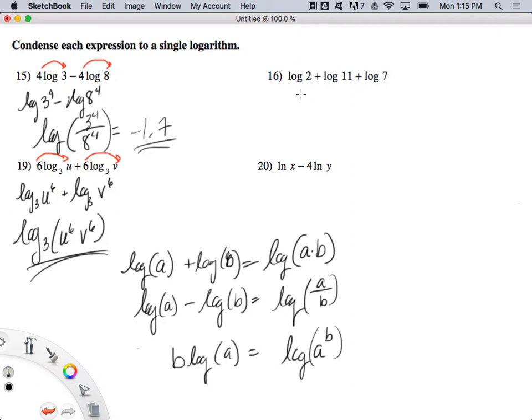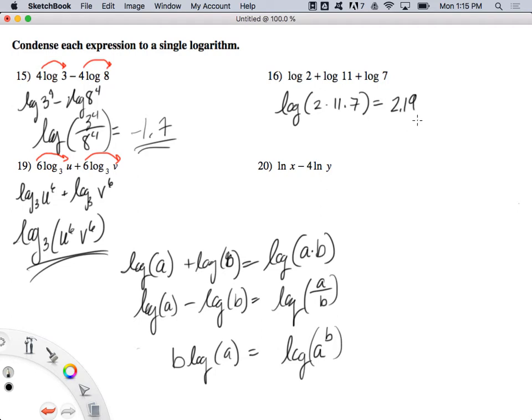Okay. Now look, this is an interesting one. If I'm adding a whole bunch together, the same rule applies. They just all get multiplied. So that would be log of 2 times 11 times 17, or times 7 rather. You plug it in your calculator, you just get 2.19.